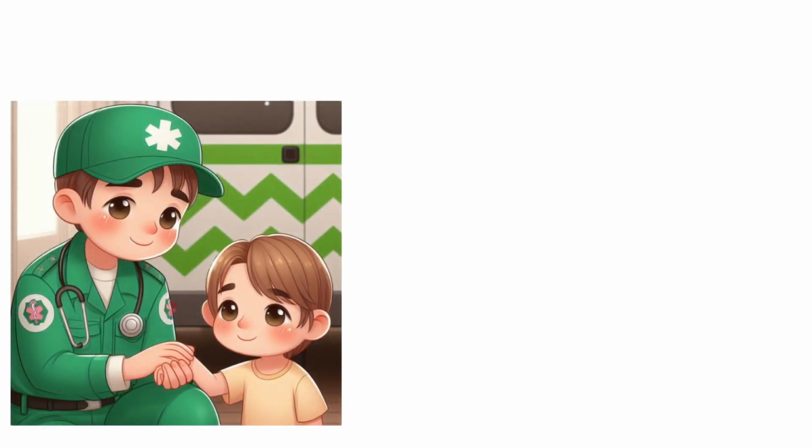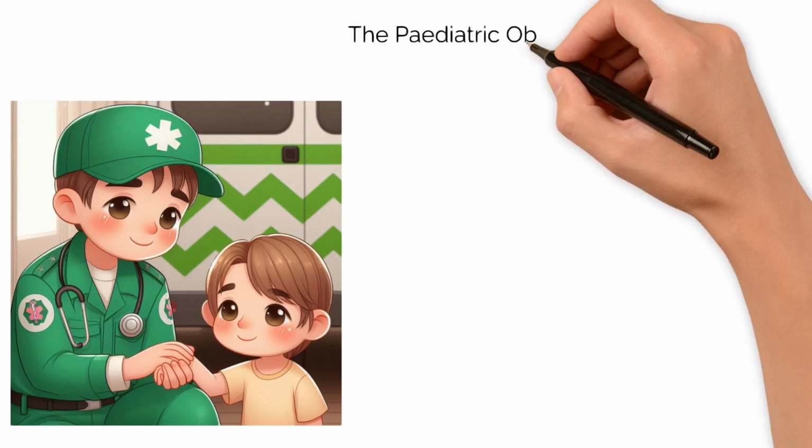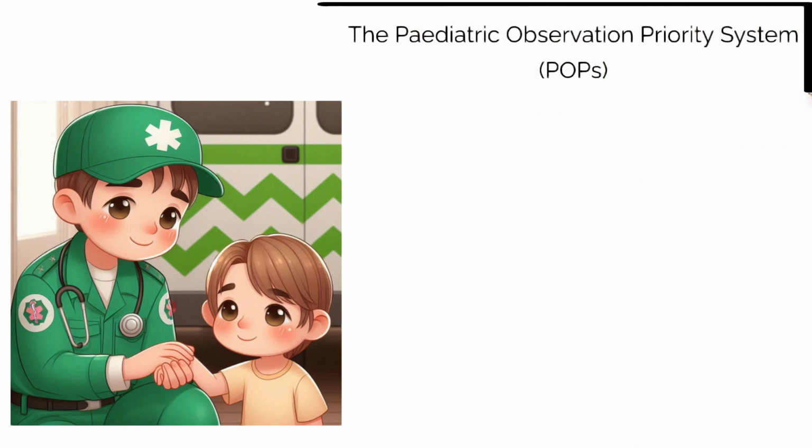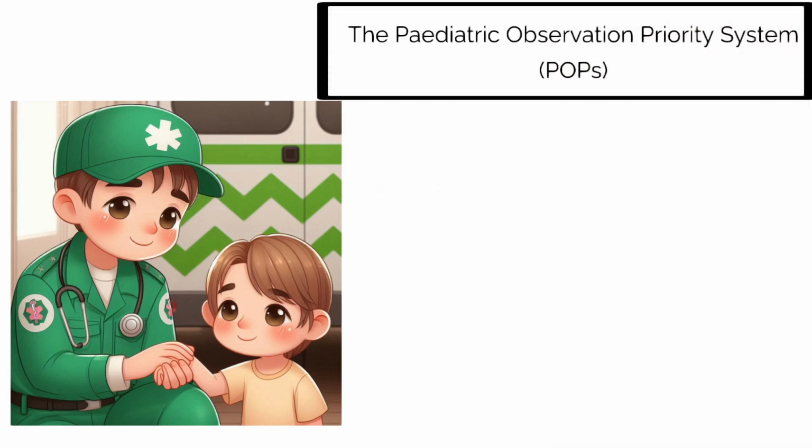As first responders, understanding the normal physiological parameters for paediatric patients is crucial, as these can vary significantly from those of adults and differ based on a child's age. Paediatric Observation Priority System, POPS, is a clinical tool designed by Dr. Rowland and Dr. Davis to identify early signs of deterioration in children. It systematically monitors key vital signs, scoring them accordingly to age-specific thresholds.